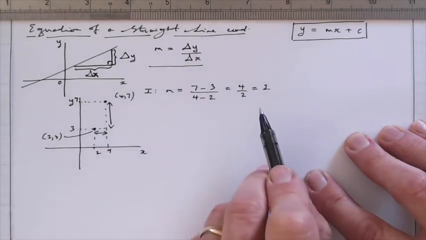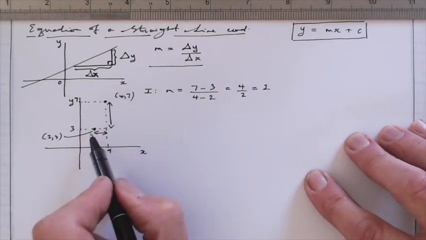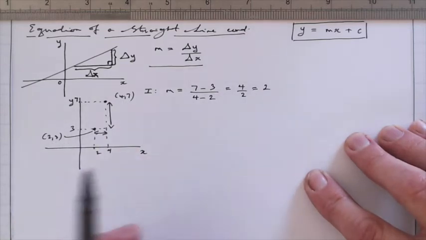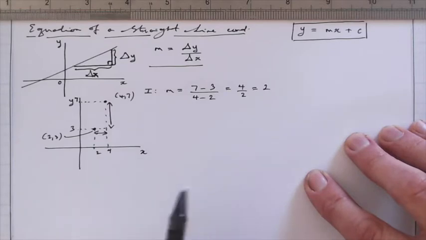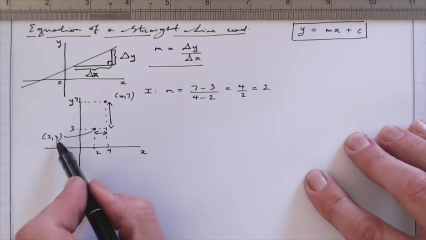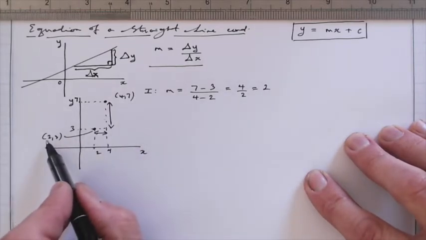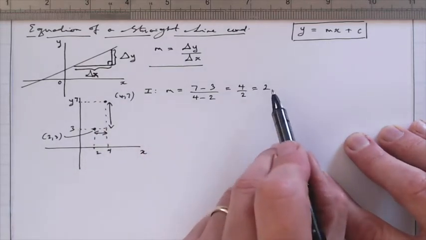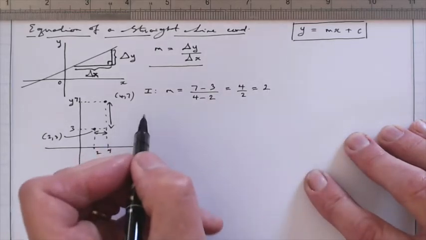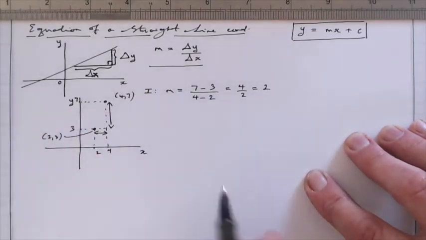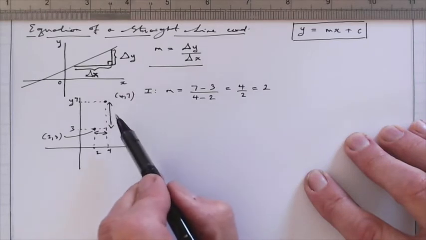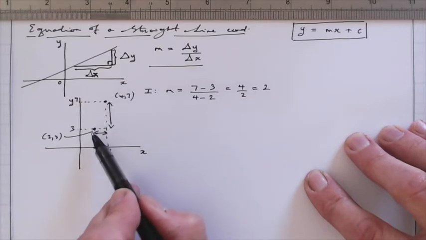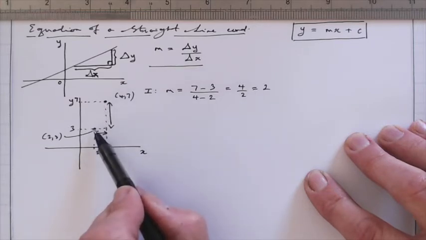It doesn't matter which way round you take these points. I've done 7 minus 3 divided by 4 minus 2. You could equally well, though it would be a little bit perverse from this diagram, do 3 take away 7 divided by 2 take away 4, and you would get negative 4 over negative 2, which is still equal to 2. With these problems, I always calculate the slope by taking the values of this point from the values, take away the values of this point.